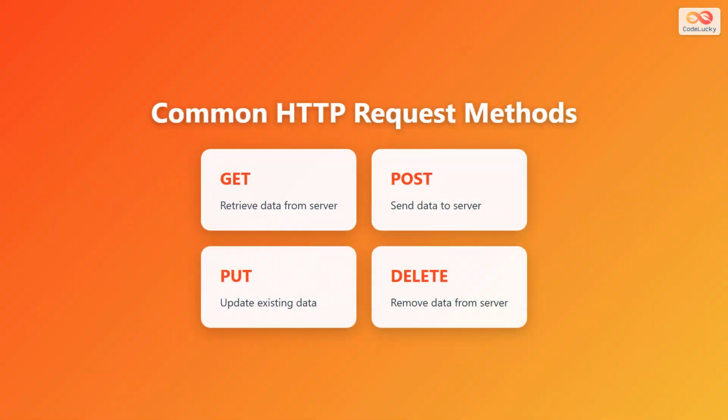HTTP uses different request methods for different actions. GET is used to retrieve data from the server. POST sends data to the server, like when you submit a form. PUT updates existing data on the server. And DELETE removes data from the server. These methods allow browsers and servers to communicate effectively.